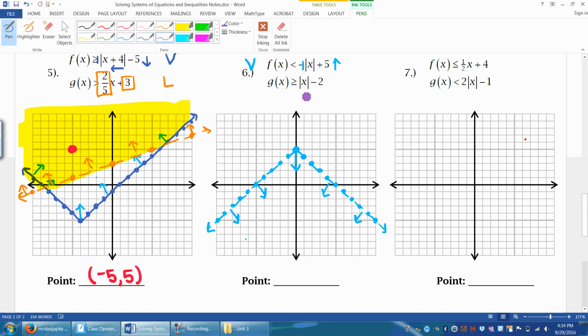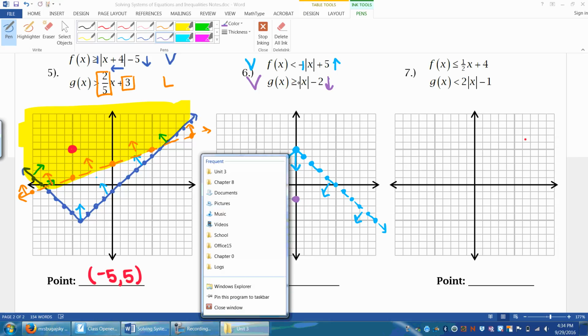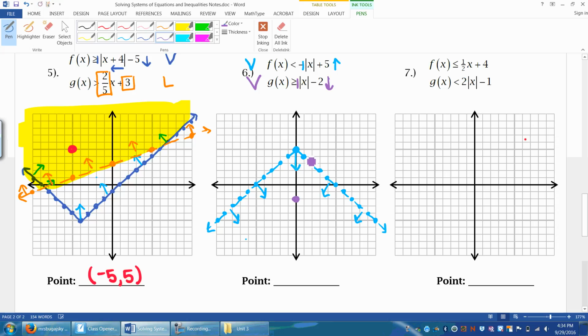The second graph also has absolute value, so it's also a V. It moves down 2 spaces. The invisible multiplier out in front is 1, so I'm going to go up 1 space and to the right 1 space, or up 1 space and left 1 space. It should look like a V, not a line.